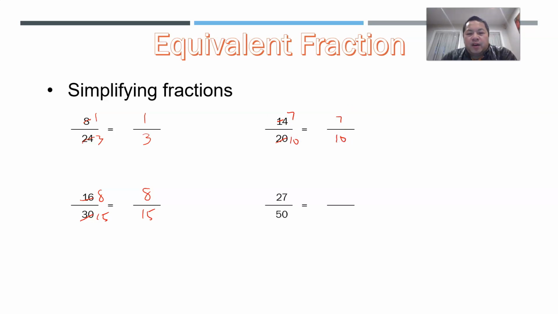What about 27 out of 50? Seems like the highest common factor is 1. So I can't simplify further. This is actually the simplest form, 27 out of 50.